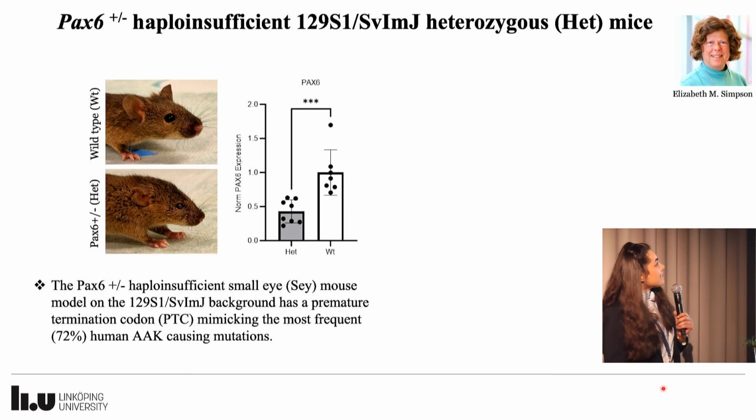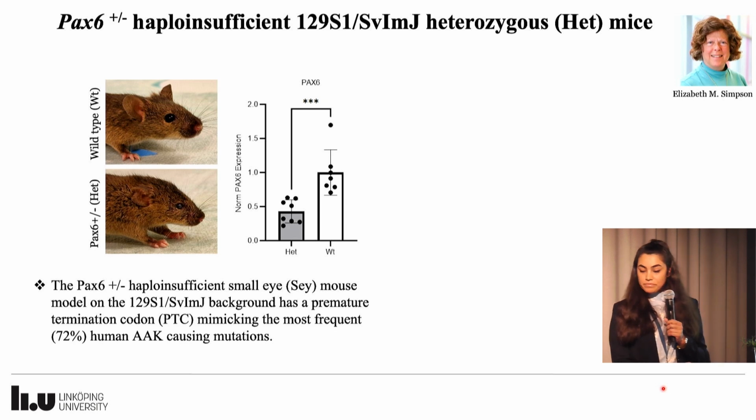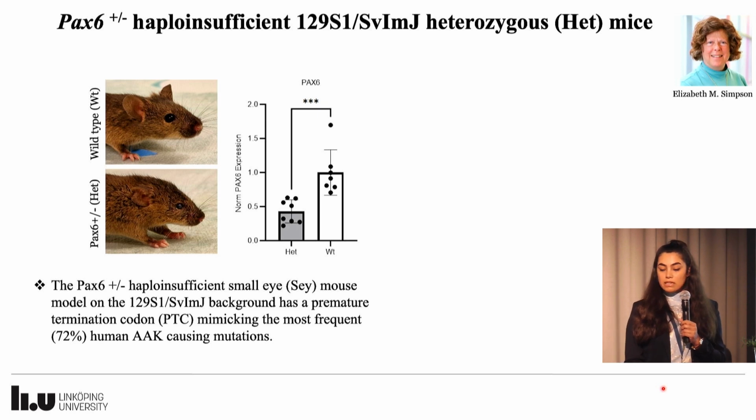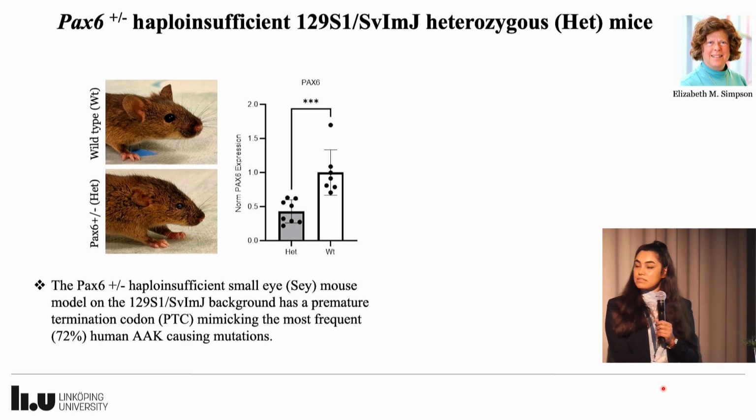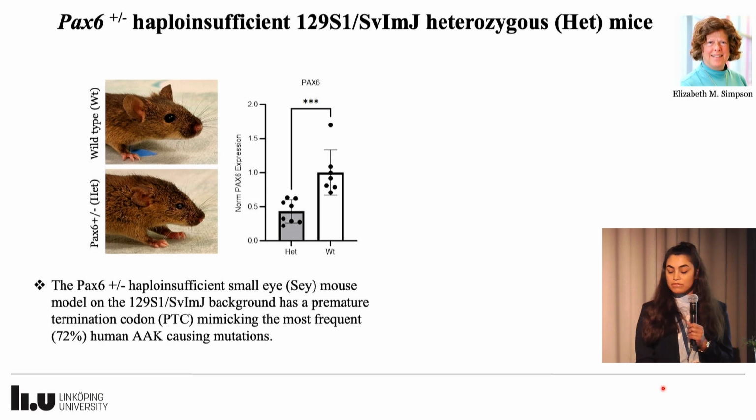So here is our mouse model, PAX6 haploinsufficient heterozygous mice on 129S1/SvImJ background. I'm going to call it HET during this presentation. This mouse model has a premature termination codon representing the most frequent human aniridia-causing mutation type. And as Neil also mentioned, it was first reported and developed in Elizabeth Simpson's group in Vancouver, and we received the mice from them.